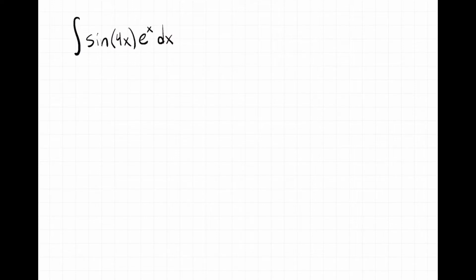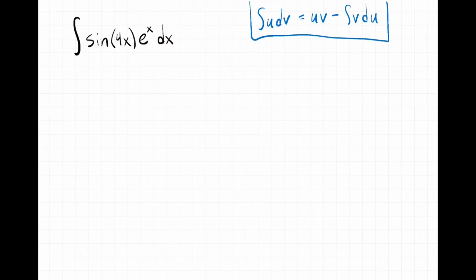And again, let's just write down our formula so that we remember it. The integral of u dv, the thing we start with, is equal to u times v minus the integral of v du. What should we choose for our u and our dv here?